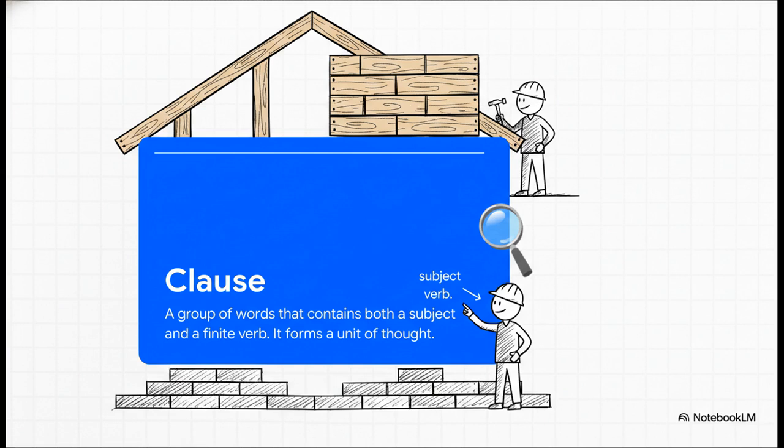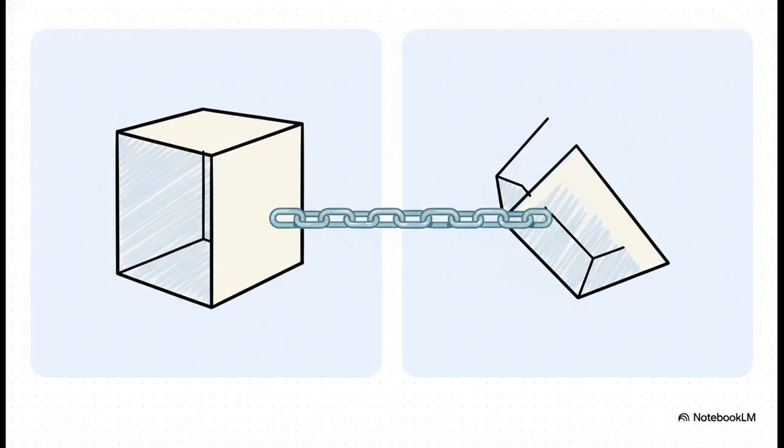It's a complete little unit of thought. Now, this is crucial. We can build two kinds of rooms. You've got your independent clauses. Think of these as a solid standalone room, a studio apartment maybe. It expresses a complete thought all by itself.